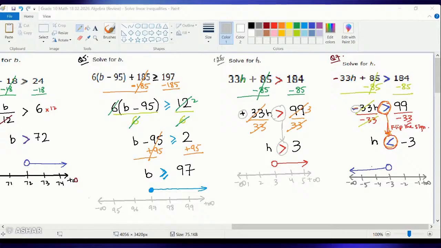Okay. For the next question, let's have a look at this. Solve for n such that the given inequality holds. Let me just copy.